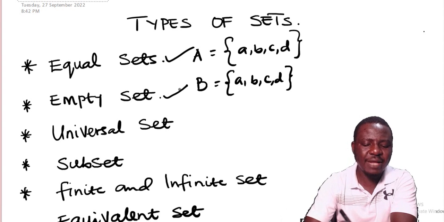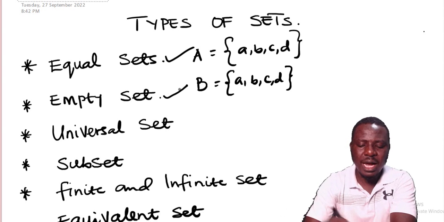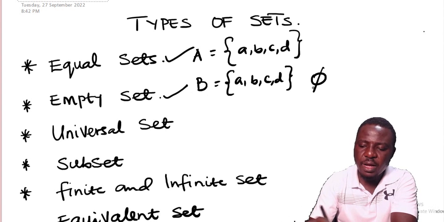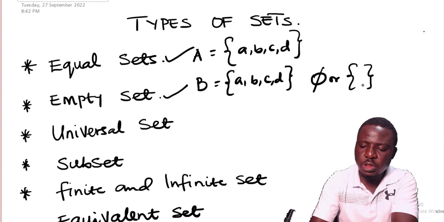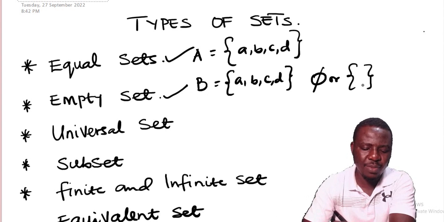Also, we have an empty set. A set is said to be empty if it contains no element at all. An empty set can be denoted using the symbol phi, or just the two curly braces without any element in it.